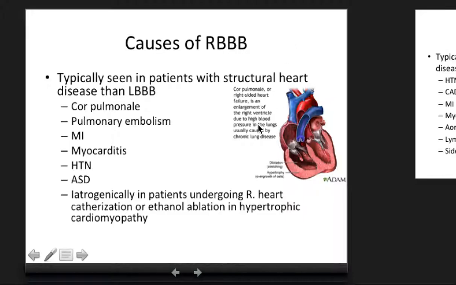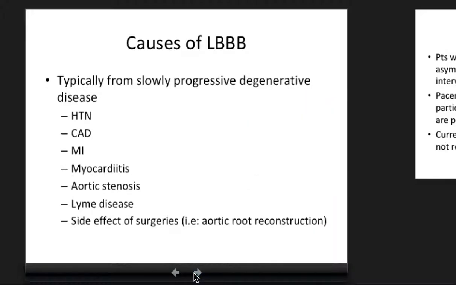Remember that cor pulmonale is right-sided heart failure due to an enlargement of the right ventricle due to high blood pressure in the lungs, usually caused by chronic lung disease. In contrast, left bundle branch block is typically from slowly progressive degenerative disease such as high blood pressure, coronary artery disease, edema, myocarditis, aortic stenosis, Lyme disease, or a side effect of surgery such as aortic reconstruction.